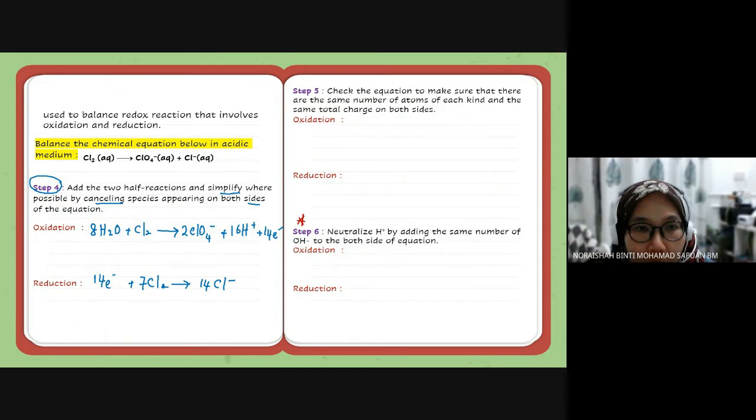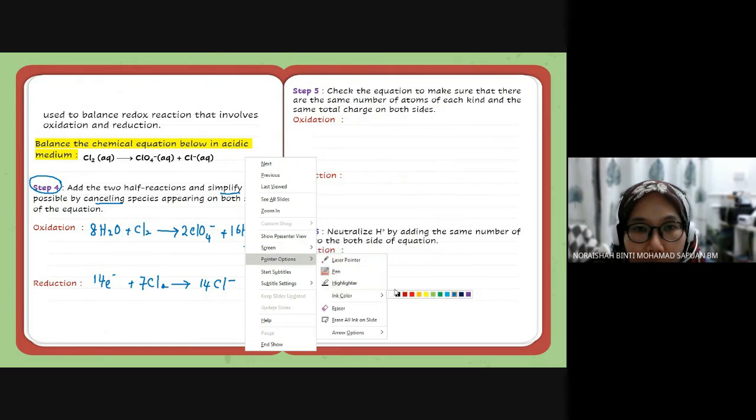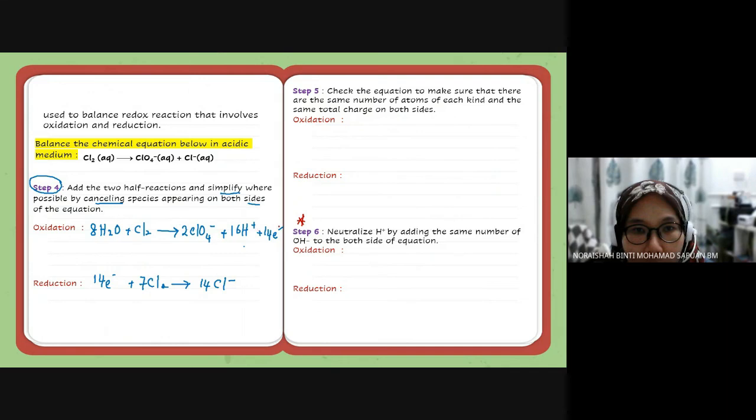So dekat sini saya akan cancel elektron, 14 elektron tu kita akan cancel since elektron tu berada opposite side. So 14 di sebelah produk dan yang ni 14 di sebelah reactant, kita akan cancel. So kalau kita tengok kat sini 8 water tambah dengan 1 klorin dekat bahagian reactant, dekat reduction ni pun ada klorin dekat bahagian reactant. So since dekat same side, that means you kena add on. Okay, kalau dia sama side kena tambah. Kalau different side you kena minus. Macam ni lah, 14 minus 14. So you will cancel electron.